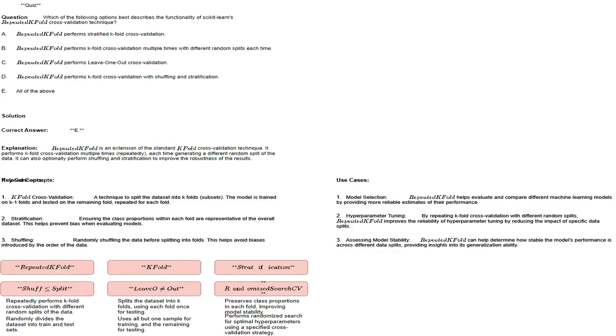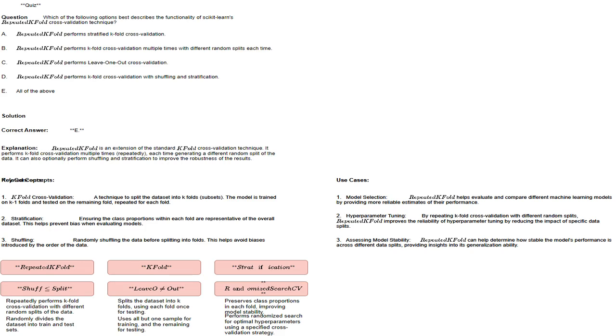E. All of the above. Repeated k-fold performs k-fold cross-validation multiple times with different random splits. It can optionally include shuffling and stratification. And while it can be used with stratified data, it doesn't inherently perform stratified cross-validation. Therefore, all of the above statements are true. True.